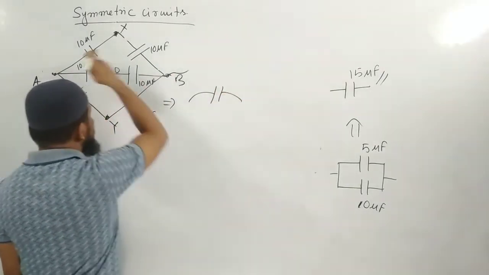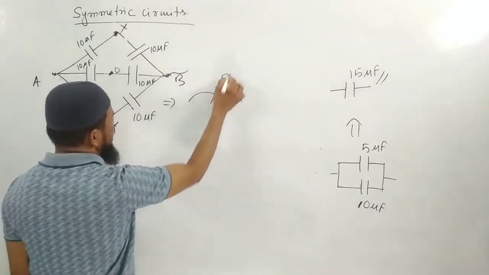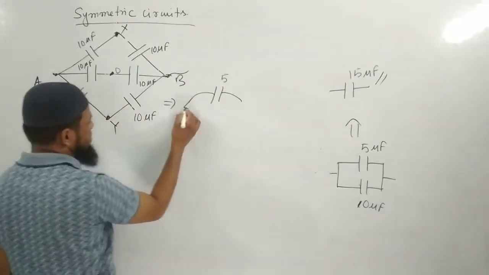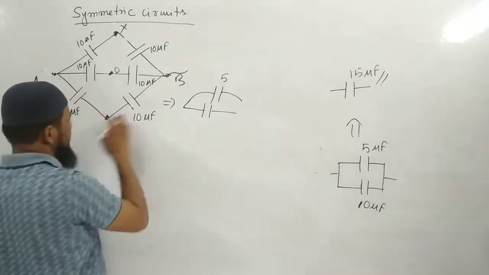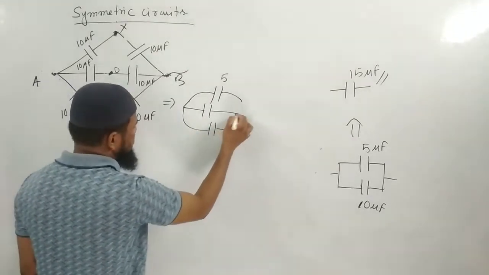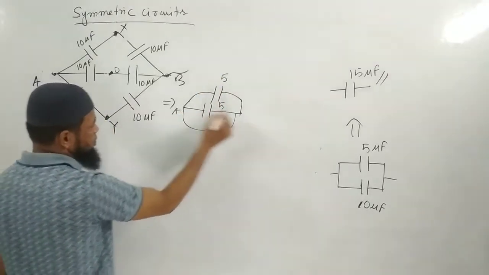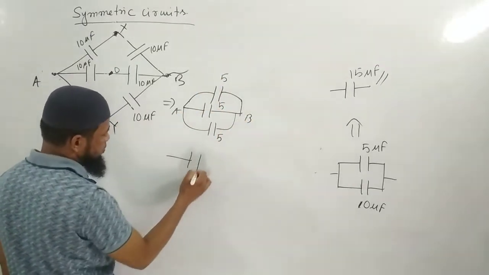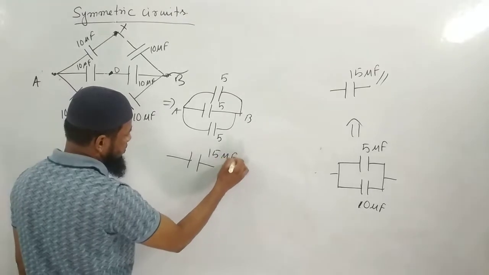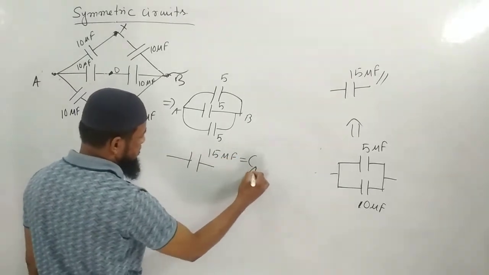On the top, 10 and 10 in series will become 5. In between, 10 and 10 in series will become 5, below 10 and 10 in series will become 5. So 5, 5 and 5 are all in parallel. So between A and B, equivalent capacitance will become how much? 15 microfarad. This is CAB.